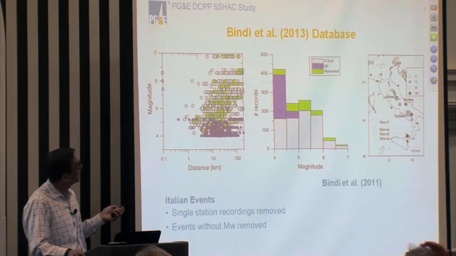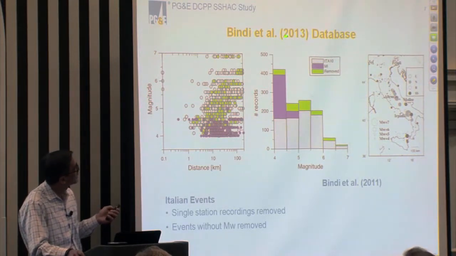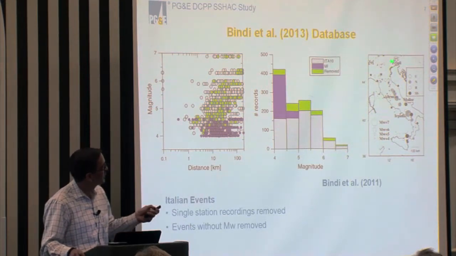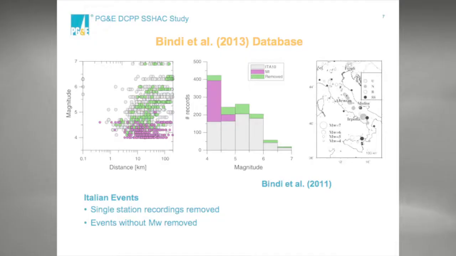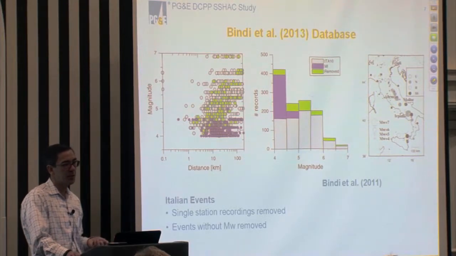If we then look at the Bindi relationship, and I think that should be 2011, not 2013, I apologize for that. What they did is they looked at the events that are occurring in Italy. And so you can see here's a geographical representation. They initially collected all the data sets and then they went back and refined it. They wanted to remove any stations that only had a single recording from one event, and then they also wanted to remove events where they didn't have a good estimate of the moment magnitude.